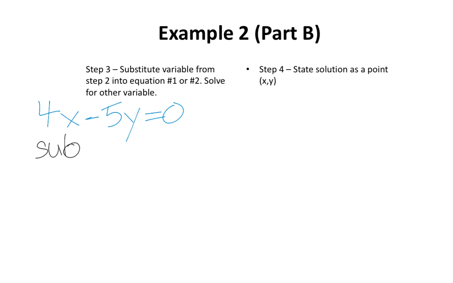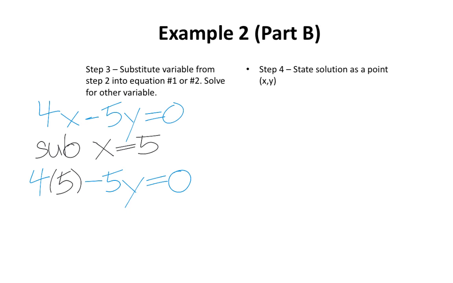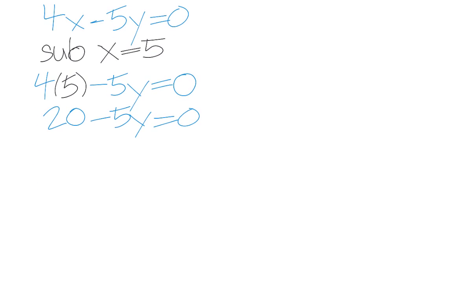I'm going to say sub x is equal to 5. And instead of writing the x, we are going to write 5 in brackets. Everything else stays the same. Let's simplify this a little bit. 4 times 5 is 20, and then everything else stays the same. At this point, we want to isolate y, but y is stuck with this negative 5, and it is also stuck with this 20.